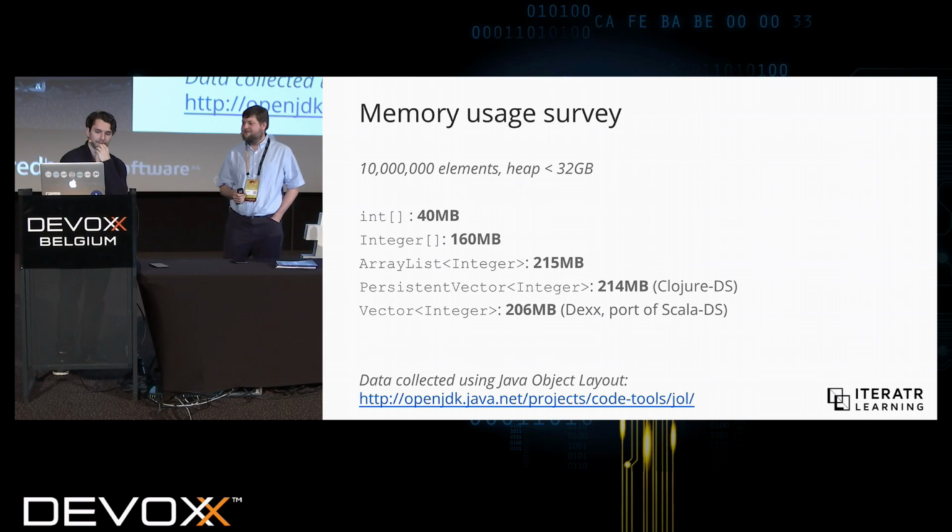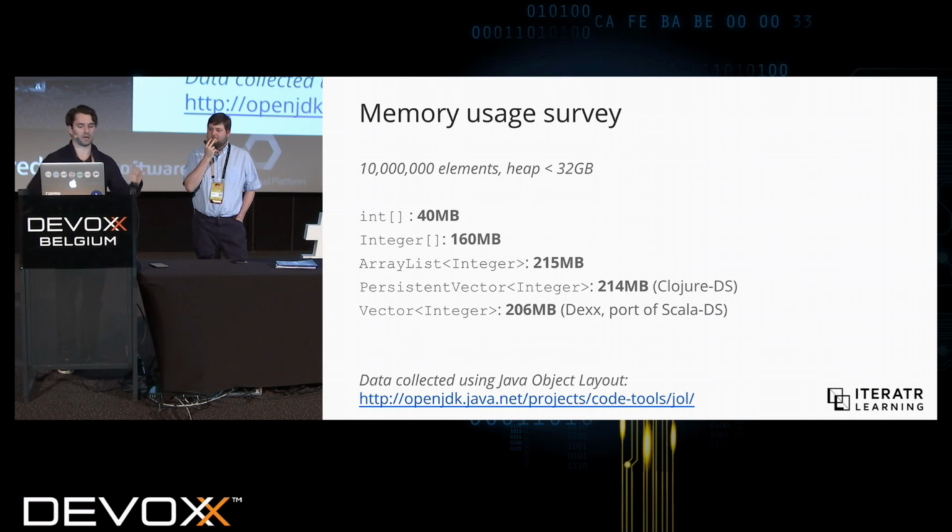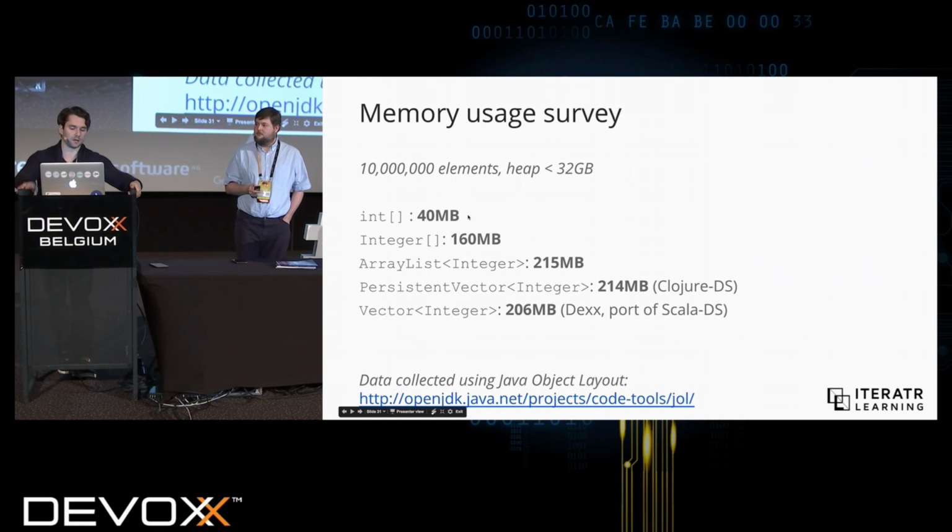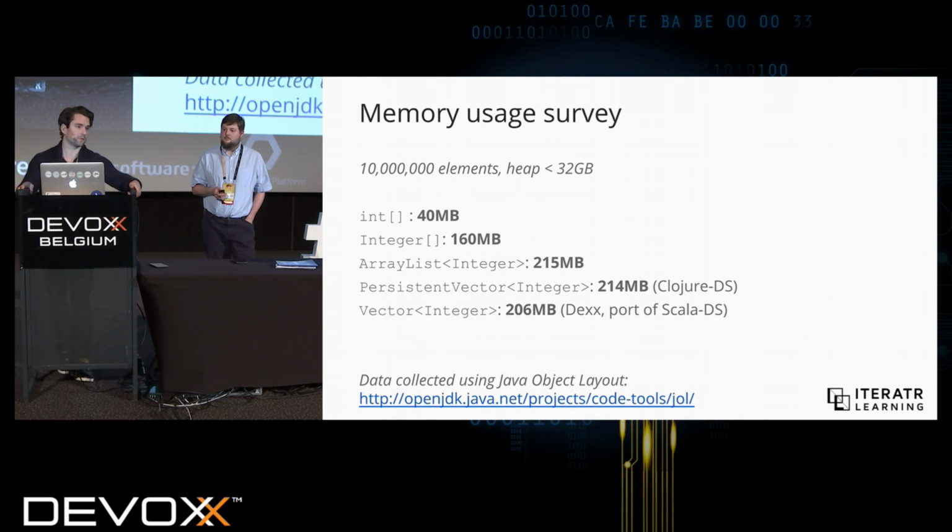Okay. But here, if we want to store 10 million ints, so primitive ints, the memory overhead of that would be 40 megabytes, or 4 bytes for an int. If we use the boxed representation of an array, so we're paying the overhead of having an object, we get 160 megabytes. Outrageous.